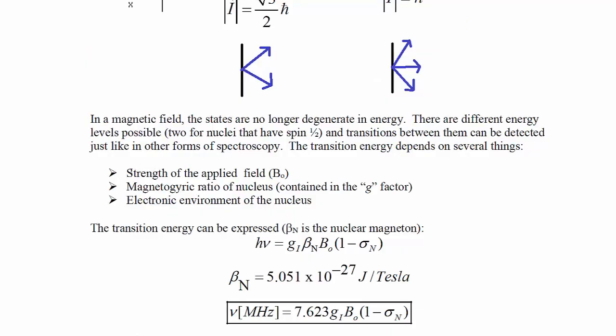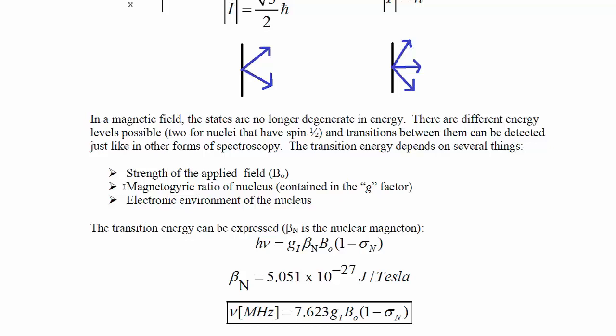There are 3 factors that go into the magnitude of the splitting, and that would be first, the strength of the applied field itself. So the magnet that you're using in the spectrometer, you have different strength magnets, right? So that is going to be directly proportional to the energy gap here. Big magnet, going to be large gap. Little small magnet, very small gap.